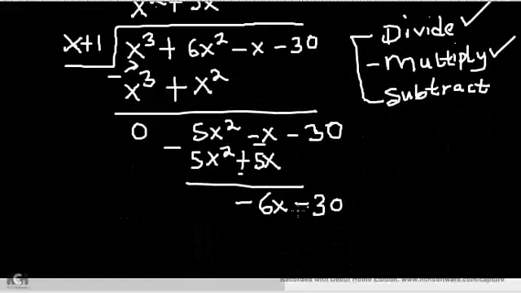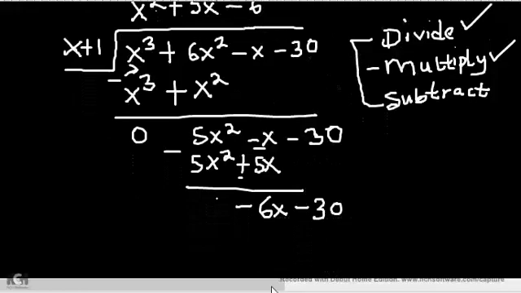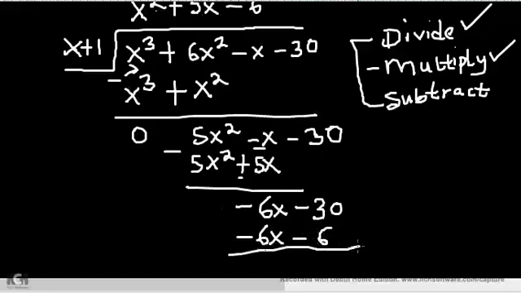Divide, so I'm dividing minus 6x by x. That's going to give me minus 6. Then I now have to multiply minus 6 multiplied by x, so that gives me minus 6x. And minus 6 multiplied by plus 1, that is minus 6. Then I can now subtract finally. So if I subtract, minus into minus, minus is plus, so minus 6x plus 6x is 0.